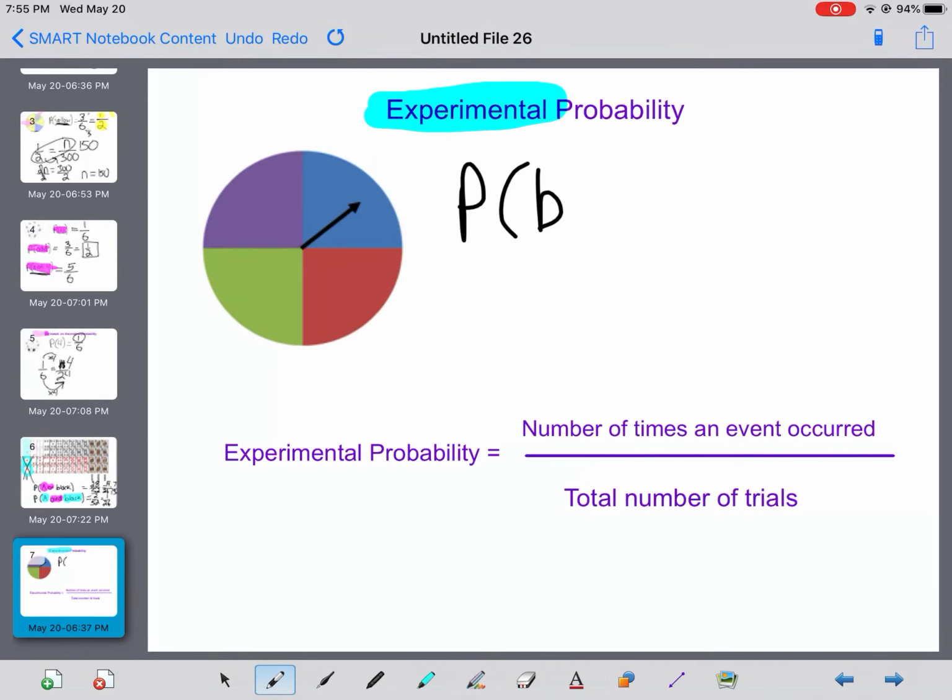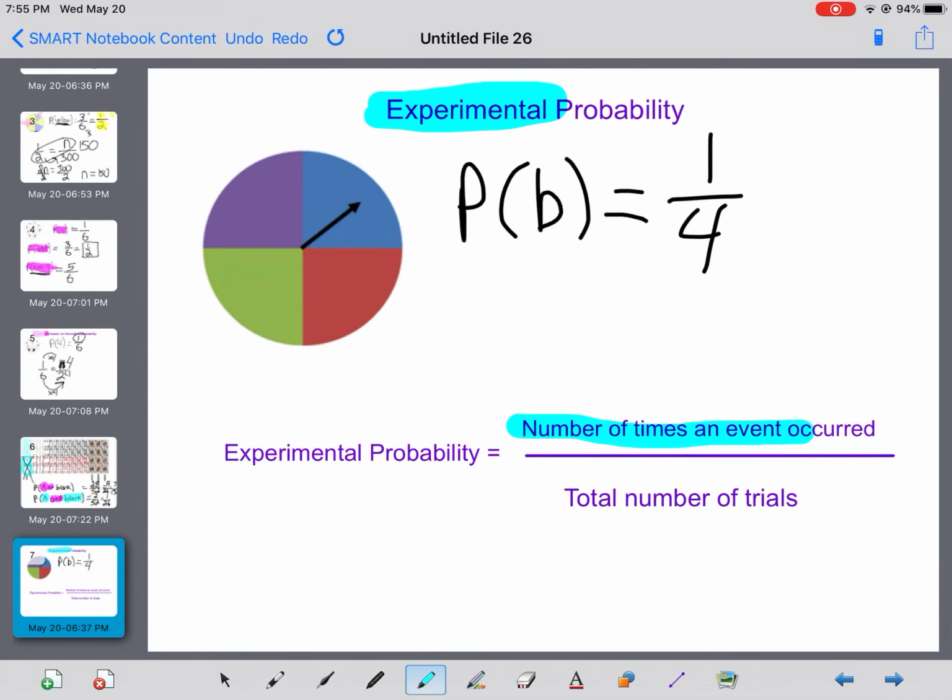So remember we talked about the probability of blue. We'll do probability of blue in this case. Theoretically, it's 1 out of 4. Now, if I spin that spinner 4 times, I might not land on blue 1 time. I might land on blue 2 times or 3 times or no times. So this is where we get to experimental probability.